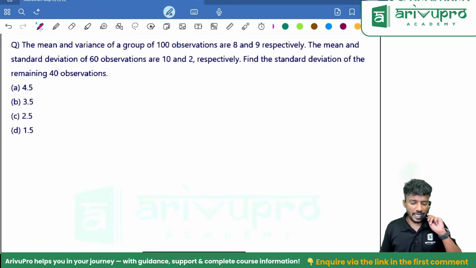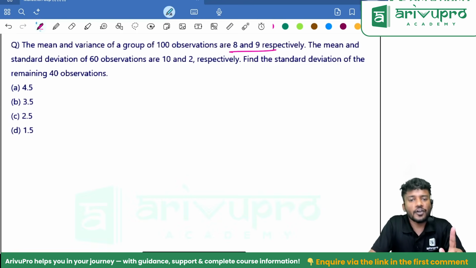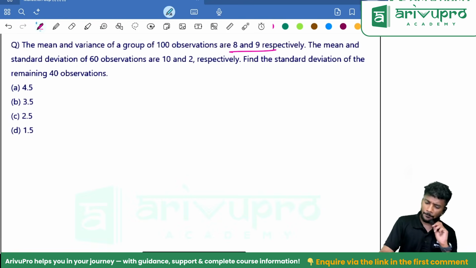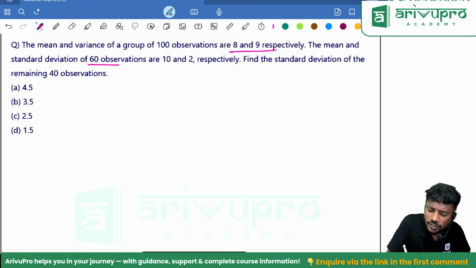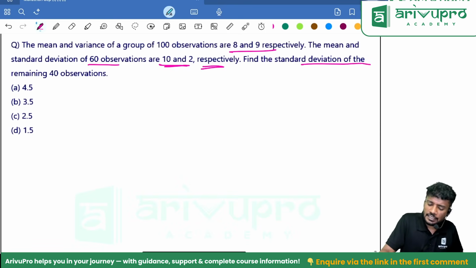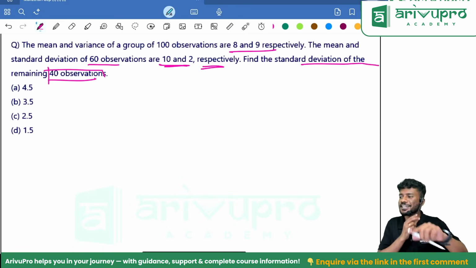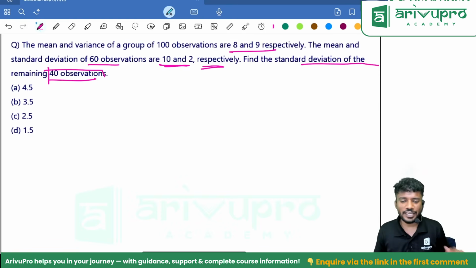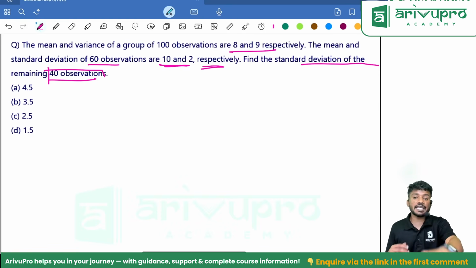The mean and variance of a group of 100 observations are 8 and 9 respectively. The mean and standard deviation of 60 observations are 10 and 2 respectively. Find the standard deviation of the remaining 40 observations. What is there to find? What are we finding now? We are finding the standard deviation of the second set.